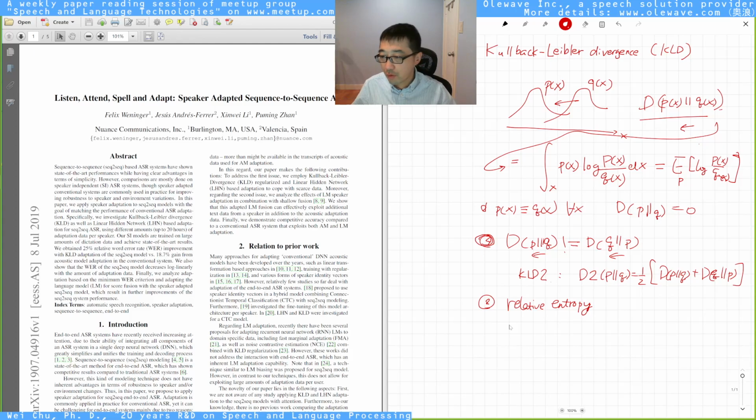Okay, so how is the KLD being used in speaker adaptation? I will give a very quick overview of what speaker adaptation is.